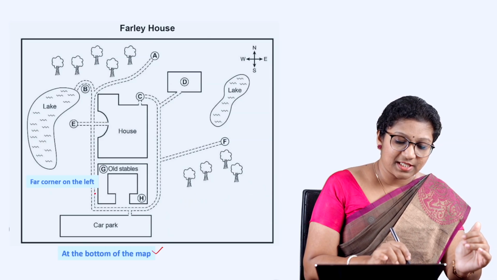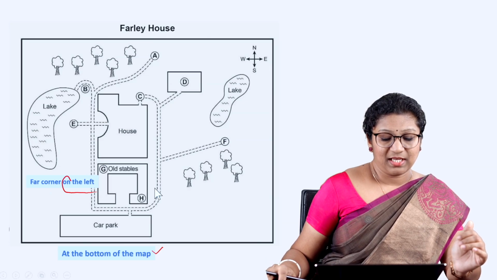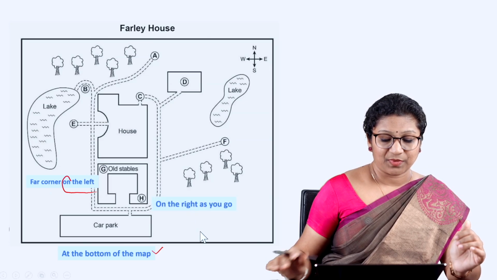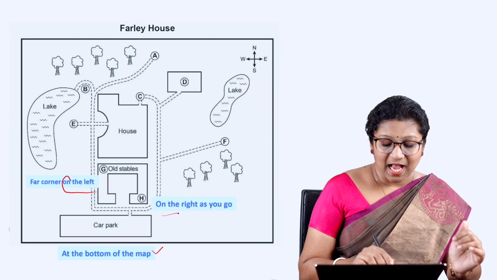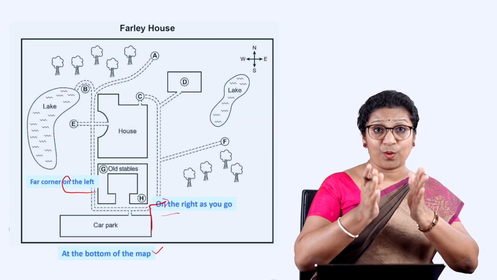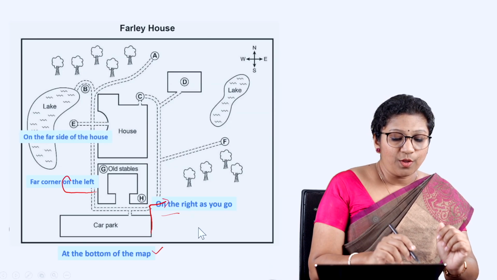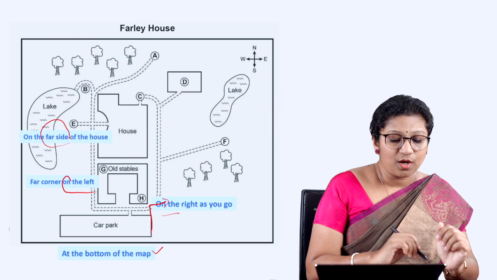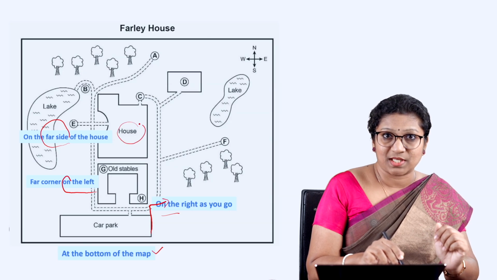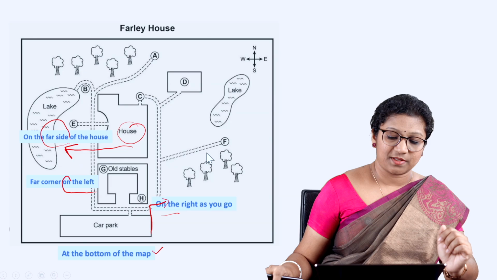If we look at another example, far corner on the left. Okay, so this is an example of far corner on the left. Let's look at another example. On the right, as you go on the right. What else? On the far side of the house. So you have a house here. On the far side of the house.